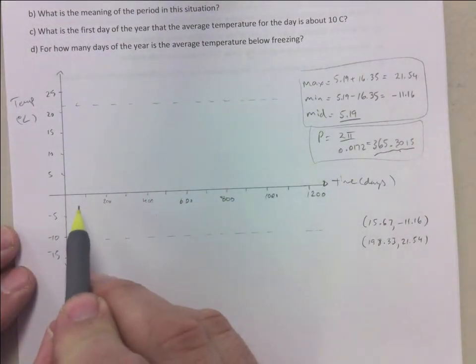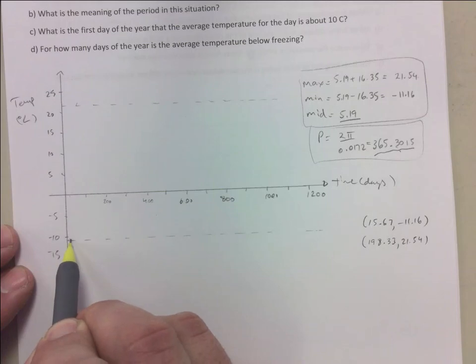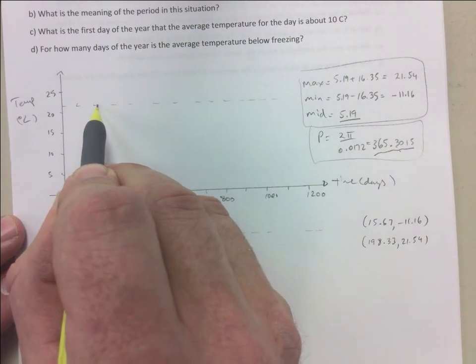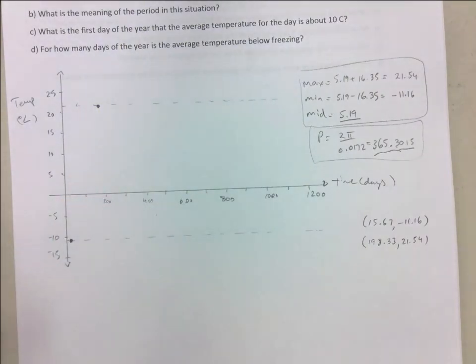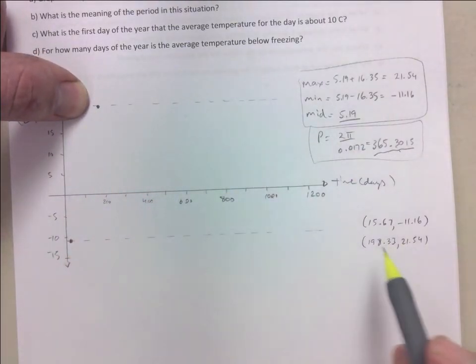So 15 for me, if this is 100, this is 50. 15 is right about there. That's at negative 11 right here. And the first max is at 198, so it should be closer to 200, and it's going to be at the top here. Okay, so now I'm just going to add 365 every time.